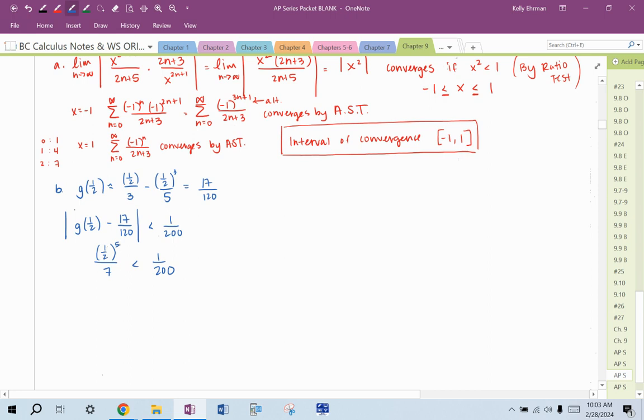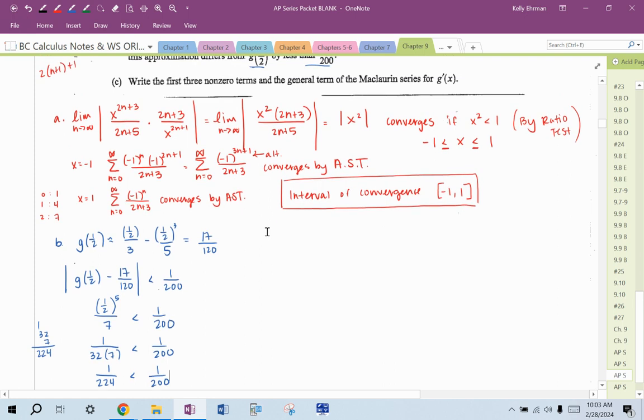So 1/2 to the 5th in the numerator can be put in the denominator. 2 to the 5th is 32. And since you are in BC Calculus, you're expected to be able to multiply 32 times 7. If not, go old school here. Nothing wrong with that. So we get 1 over 224 is less than 1 over 200. Larger denominator means smaller fraction overall.